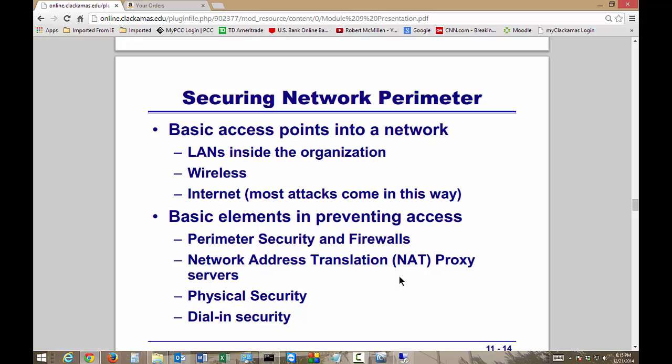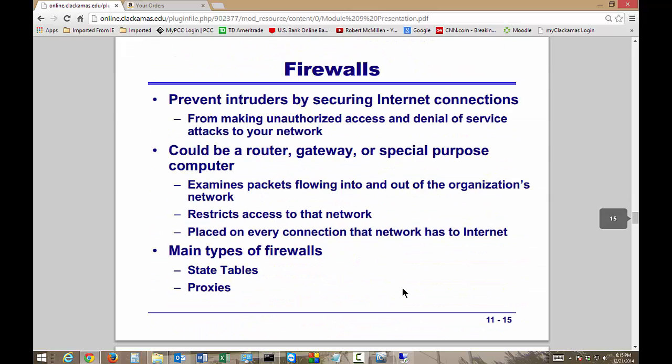Elements in preventing access are perimeter security and firewalls. So, of course, you've got firewalls protecting you, using network address translation, which we talked about in previous modules. You've got physical security as well. Don't let them into an area where your servers are physically located, where they can steal hard drives and walk out. And, of course, if you're still using old-fashioned dial-up, you'll want to have dial-in security as well.